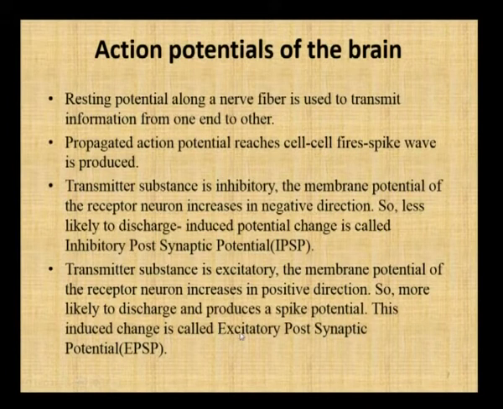When you consider the second one, here the transmitter substance will be excitatory. So, the membrane potential of the receptor neuron will be increasing in the positive direction. So, it will be more likely to discharge and it produces the spike potentials. So, this is the difference between the two types, IPSP and EPSP. Then we can go for the measurement of waves, that is brain waves.